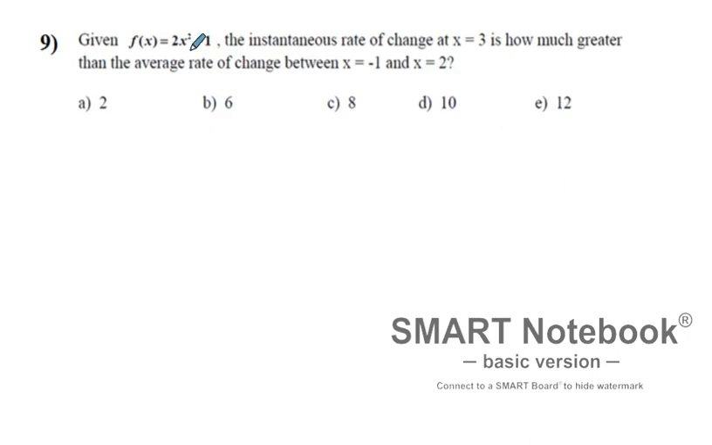Next, 9. Given f of x equals 2x squared plus 1, the instantaneous rate of change at x equals 3 is how much greater than the average rate of change between x equals -1 and x equals 2.